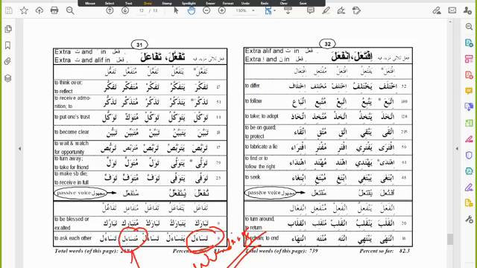Mutasail is the person. Again, this is the person. All of it is the person. So the person that is questioning. Tasail is the actual questioning itself, the process of questioning that you might actually do.